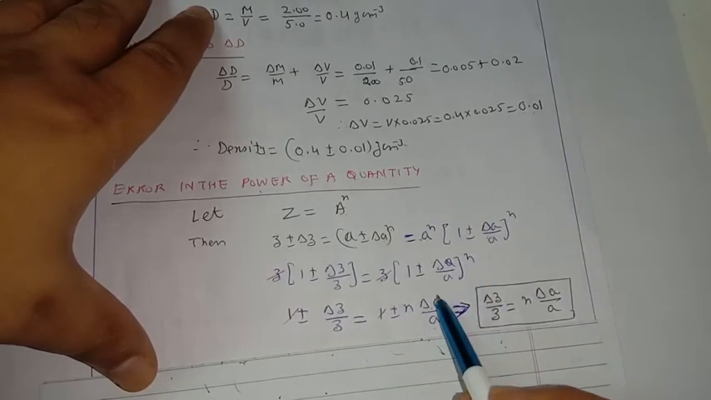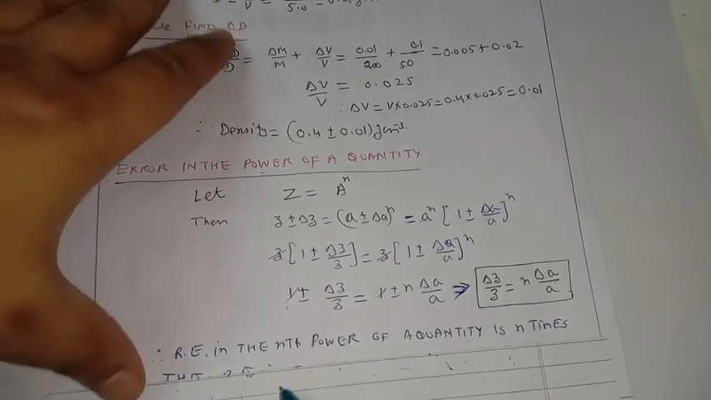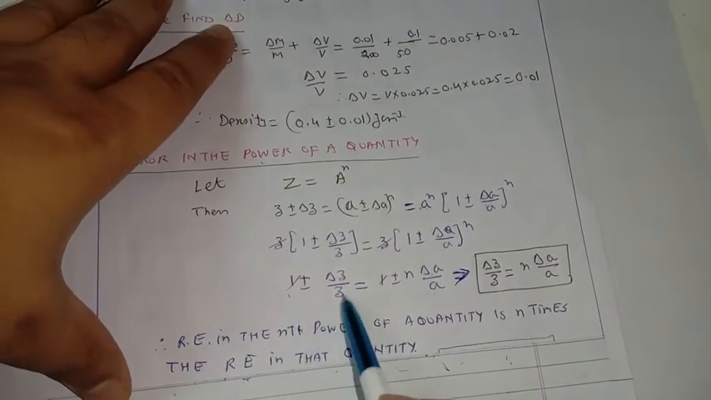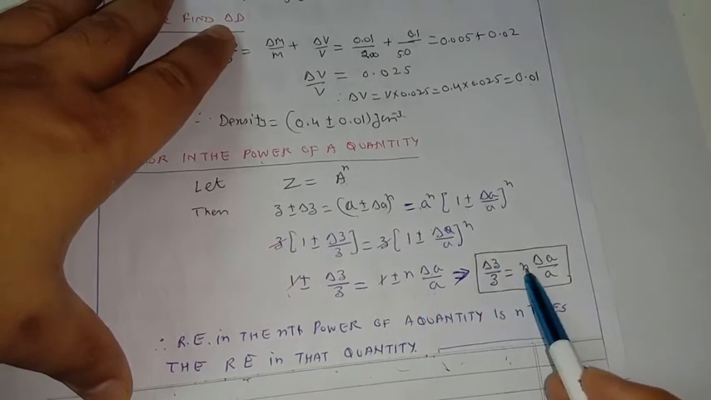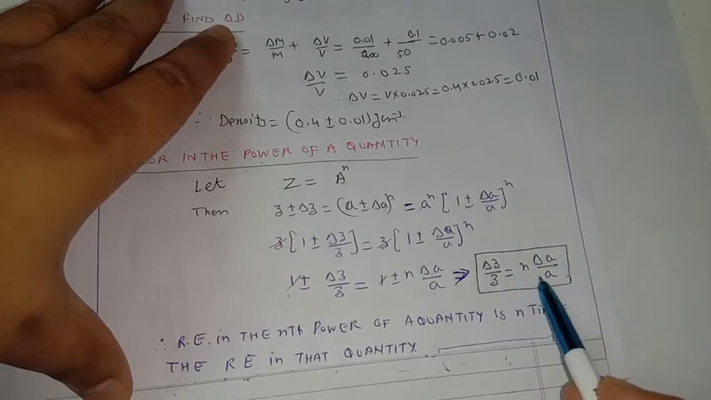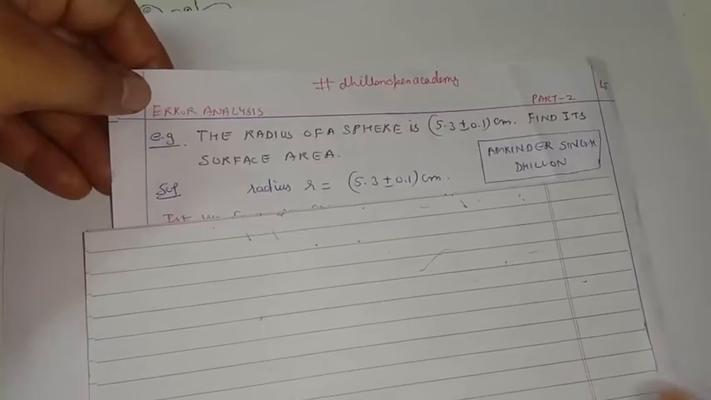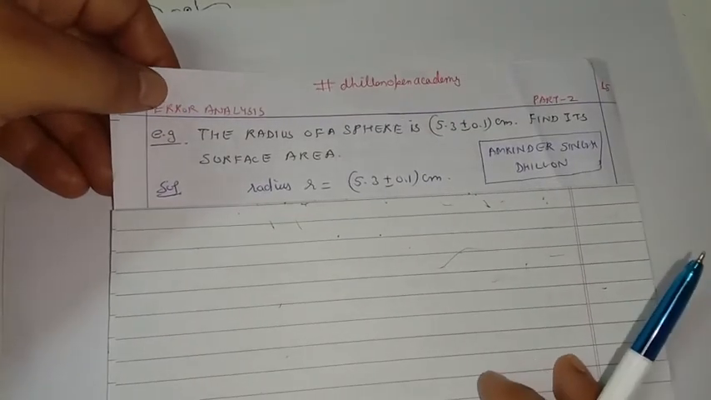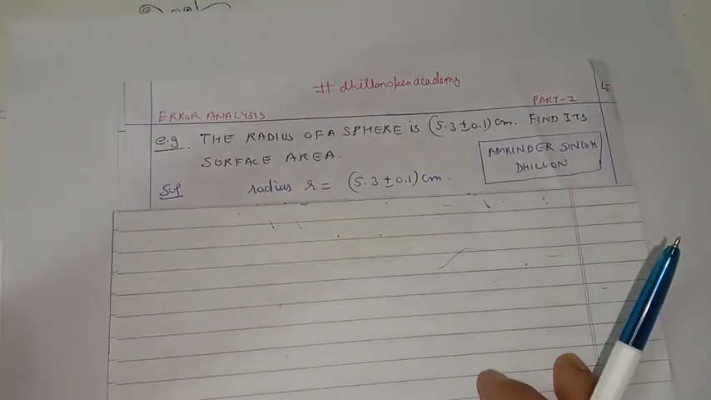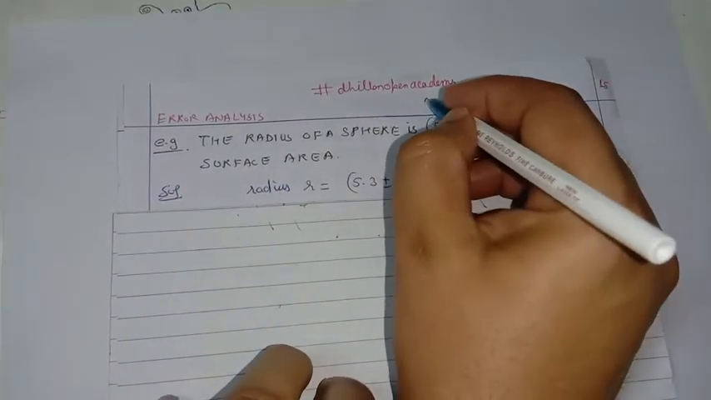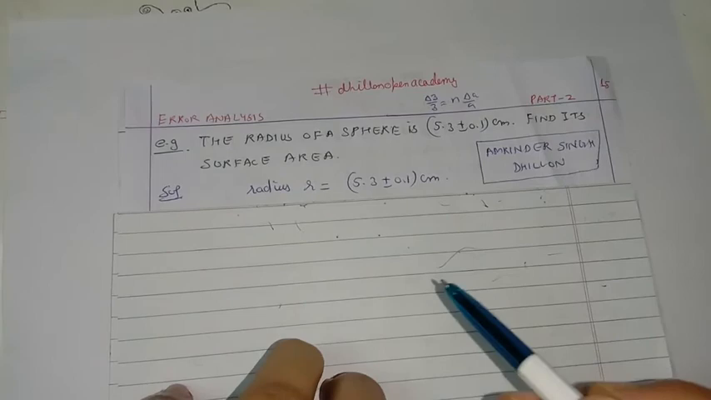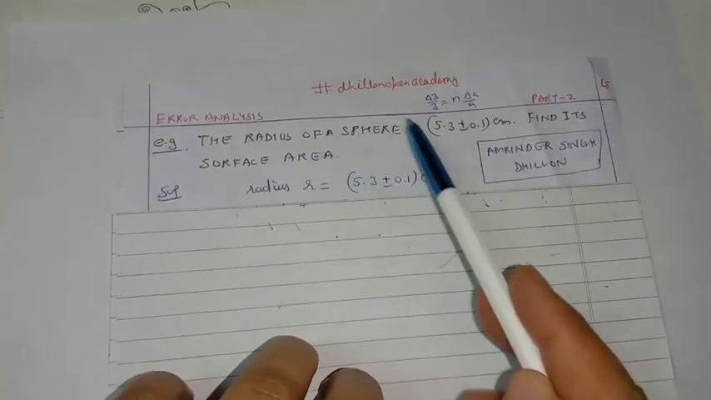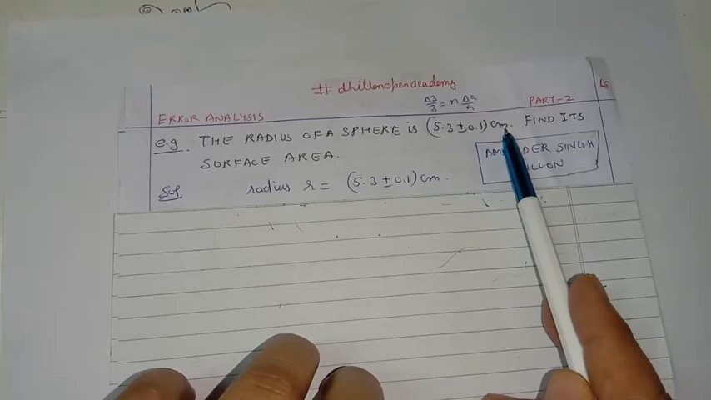Again using the binomial theorem, 1 and 1 get cancelled. So again the result obtained is that the relative error in Z is N times the relative error in the quantity A. Now we are applying the last expression's result, that is, delta Z over Z is equal to N times delta A over A, to this question. The question is: the radius of a sphere is 5.3 plus minus 0.1 centimeter. Find its surface area.